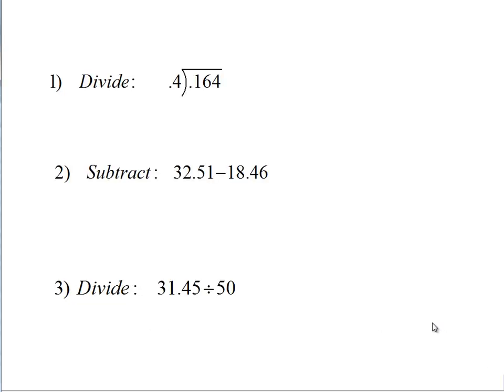Okay, on this material, first of all, if you divide 0.4 into 0.164, just take your calculator, type 0.164 divided by 0.4, and it should give you 0.41. Subtract, again, type in your calculator, 32.51 minus 18.46 should give you 14.05. Divide 31.45 divided by 50, again, just type that in your calculator, should give you 0.629.